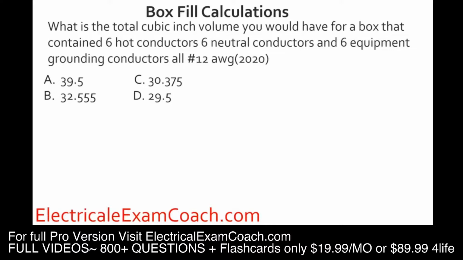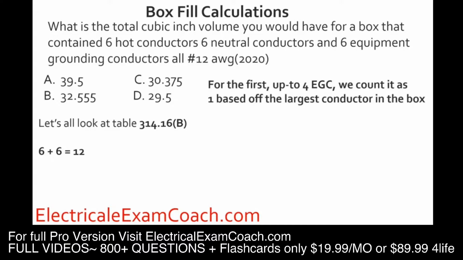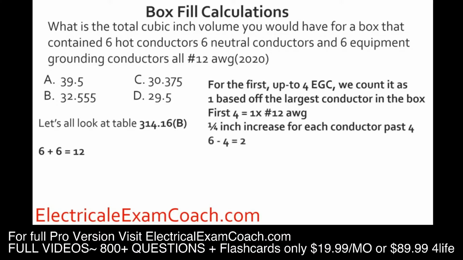What is the total cubic inch volume you would have for a box that contained 6 hot conductors, 6 neutral conductors, and 6 equipment grounded conductors, all of the 12 gauge persuasion in the 2020 and the 2023? First thing we're going to do, we know we take the 6 hots and the 6 neutrals, and we're going to set that to the side. Now we got to deal with the equipment grounding conductors. For the first 4, it's going to count as 1. So we need to figure out how many we are past 4. We have 6 total minus that 4. That means we are 2 past 4.